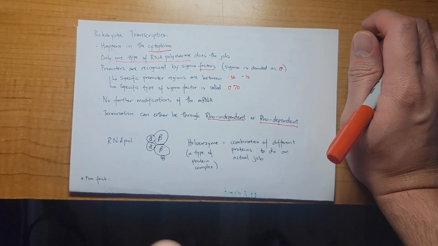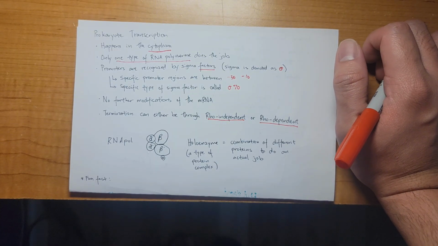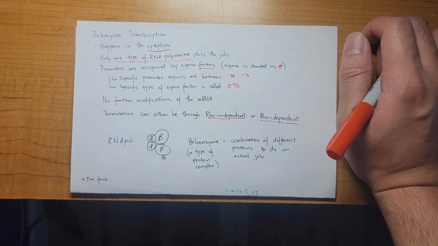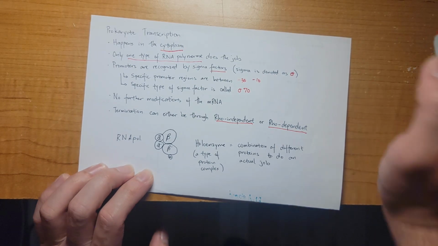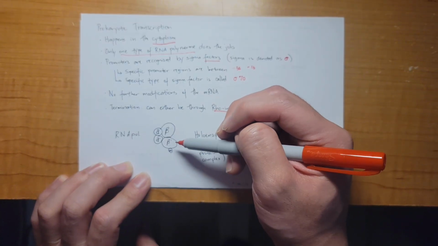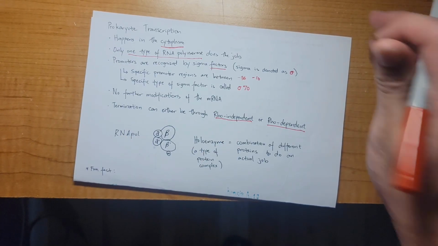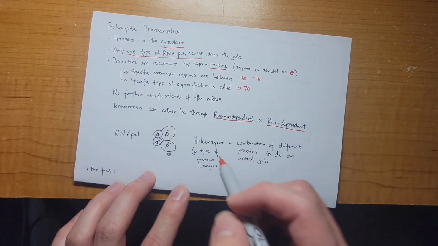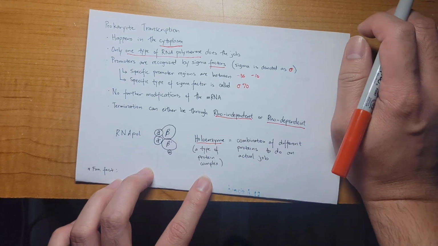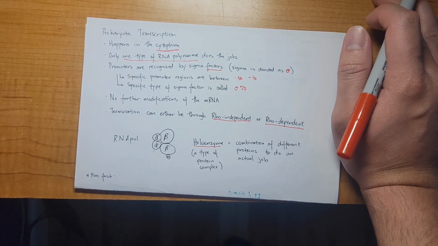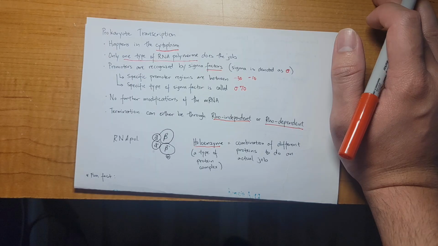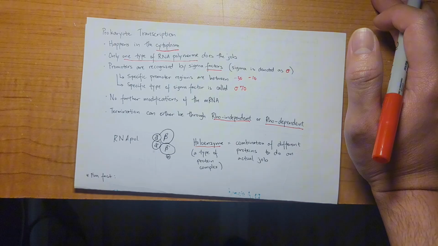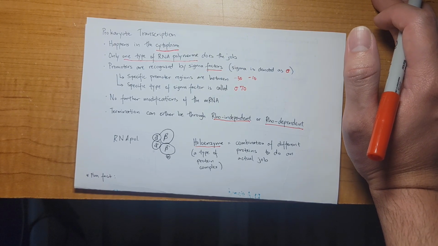There's two types of termination in bacteria. Before I go and try to visualize each one of them, RNA polymerase is a holoenzyme. If you remember in class, there are different enzymes or proteins clustered together. Those are called a protein complex, and specifically this type is called a holoenzyme. In general, a holoenzyme is a combination of different proteins that do the actual job, in this case the elongation of the mRNA strand.